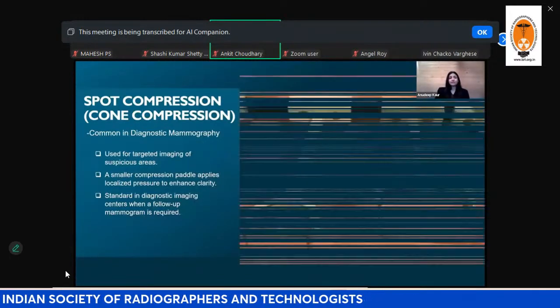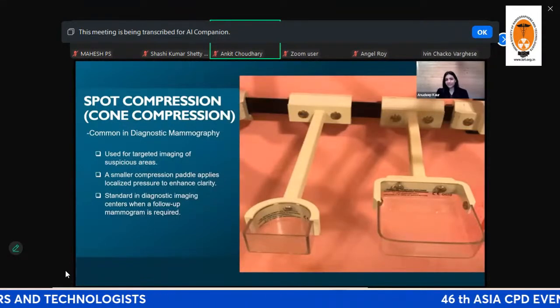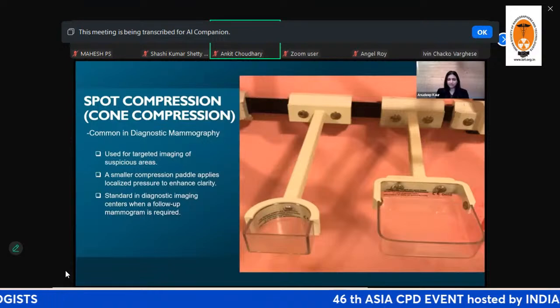Lastly, we can see there are now different types of compression techniques. The first was the standard that we have seen, right?